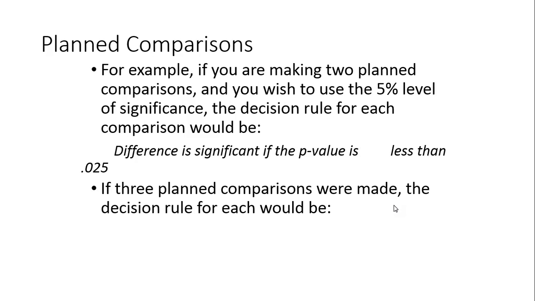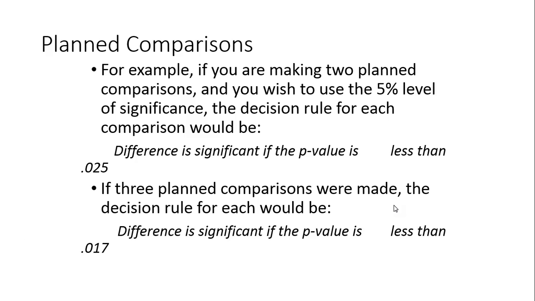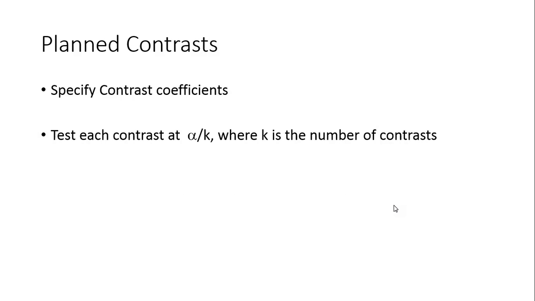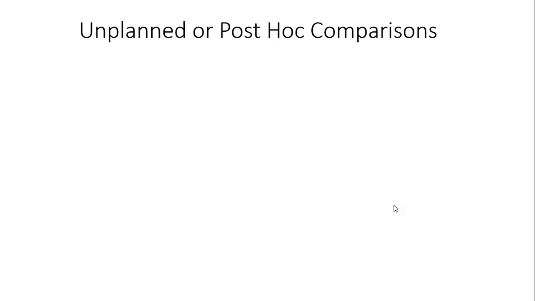If 3 planned comparisons were made, the decision rule for each would be alpha divided by 3, so 0.05 divided by 3. So the difference is significant if the p-value is less than 0.017, because 0.05 divided by 3 is 0.017. Whereas if you kept the p-value at 0.05 for each of those comparisons, then you would end up with a type 1 error rate of 15%. So an experiment-wise p-value of 0.15 instead of 0.05. Okay? So you would specify the contrast coefficients, test each contrast at alpha divided by k, where k is the number of contrasts being conducted.